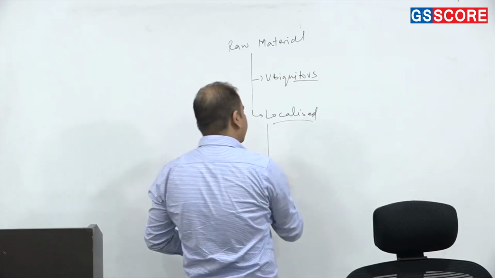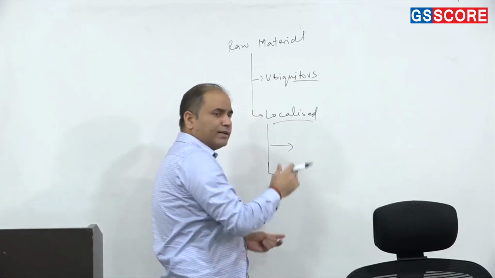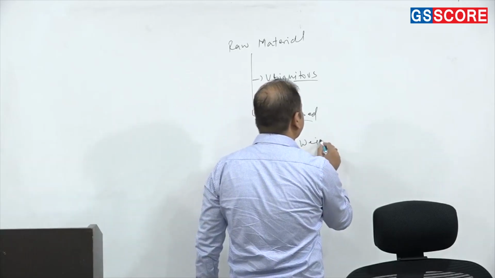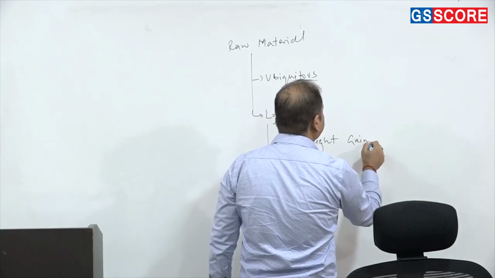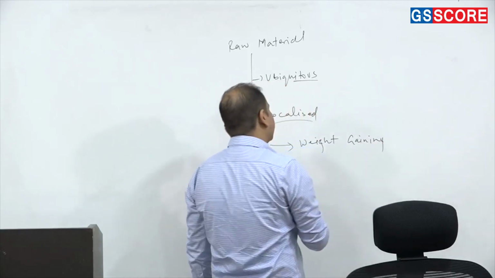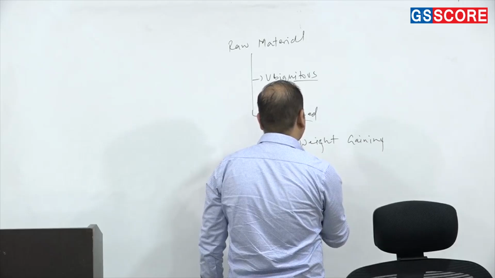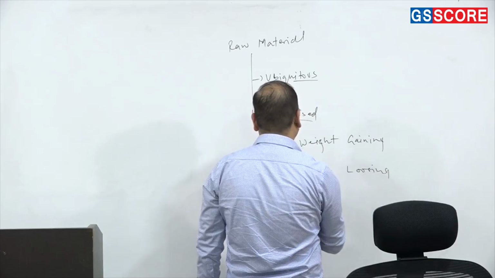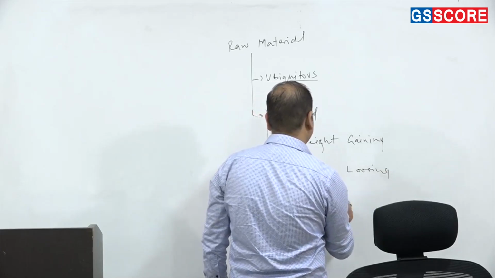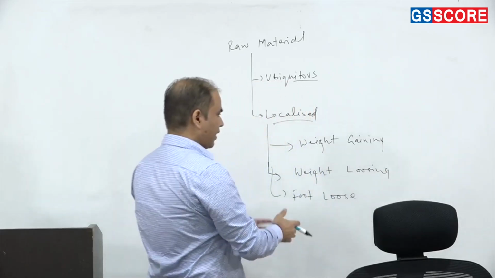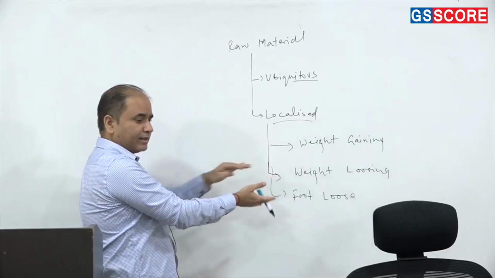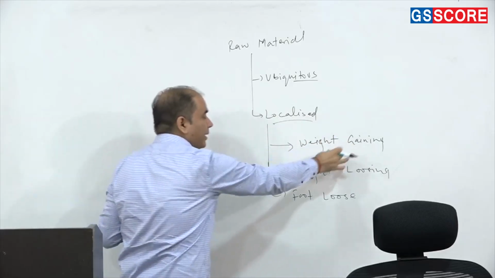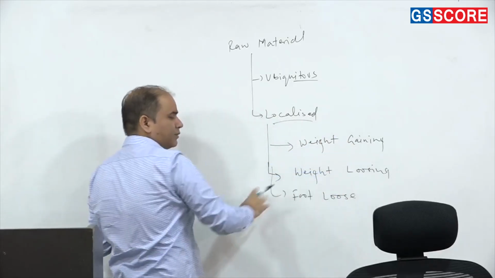The localized raw materials he further subdivided into different categories. Some of the raw material he considered as weight gaining raw material, some as weight losing raw material, and some as foot loose raw material. Based on these raw materials, the industry that will be set up will be referred to as weight gaining industry, weight losing industry, or foot loose industry.